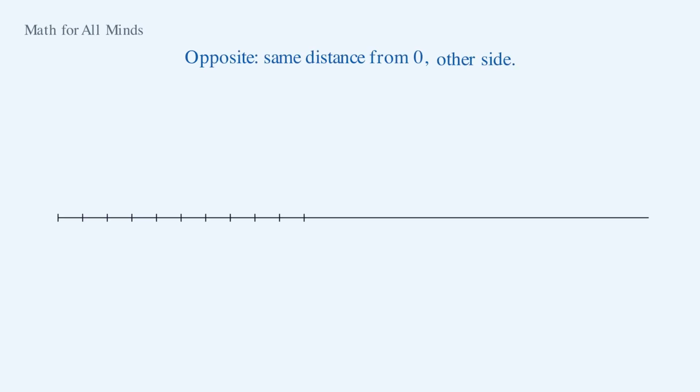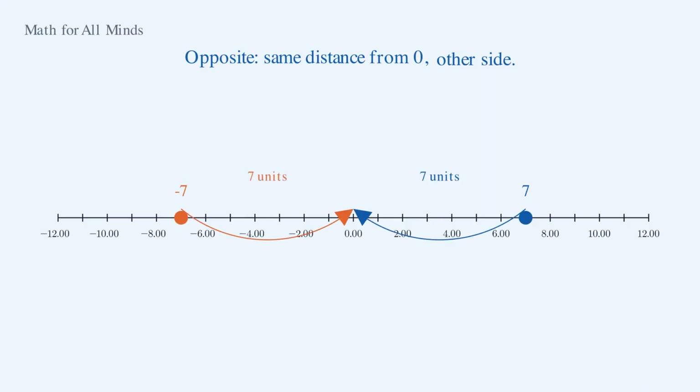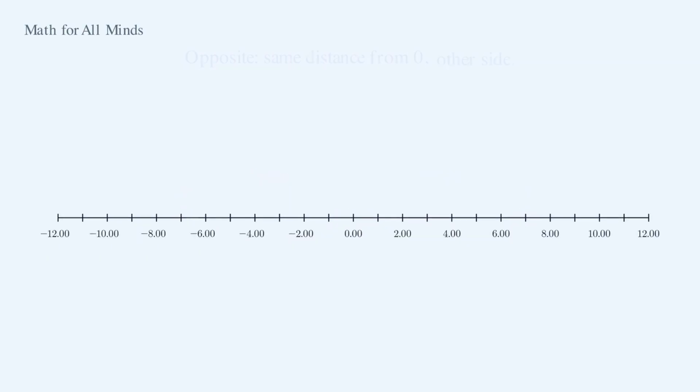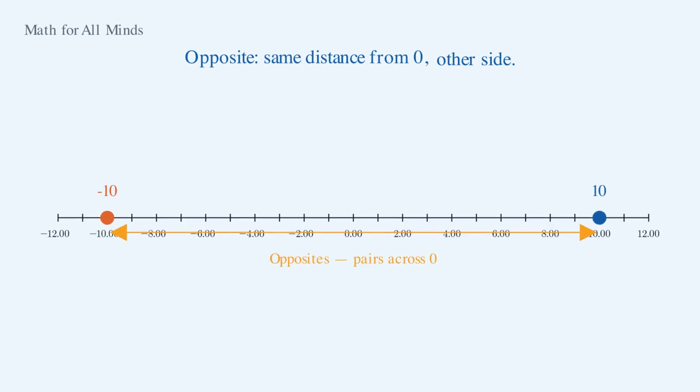Now let's talk about opposites. The opposite of a number is the number that is the same distance from zero, but on the other side. The opposite of 7 is -7. Both are 7 units from zero, one to the right, one to the left. And the opposite of -10 is +10. Opposites always come in pairs across zero.